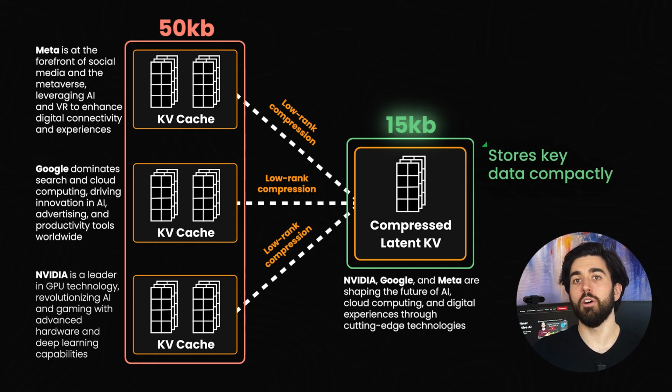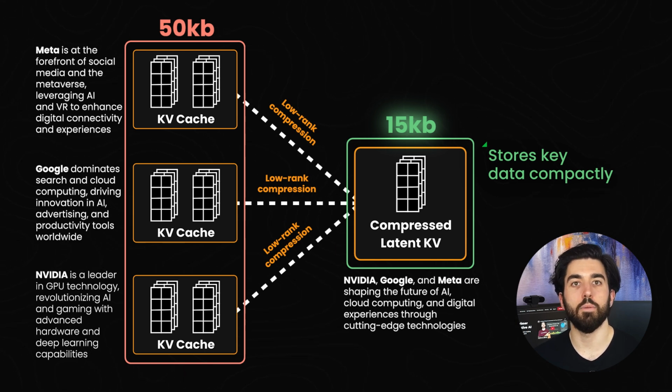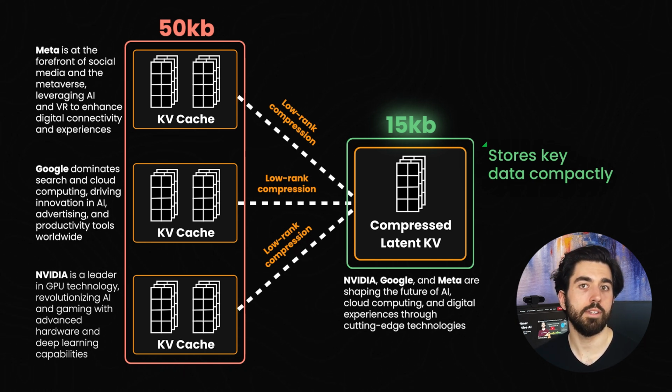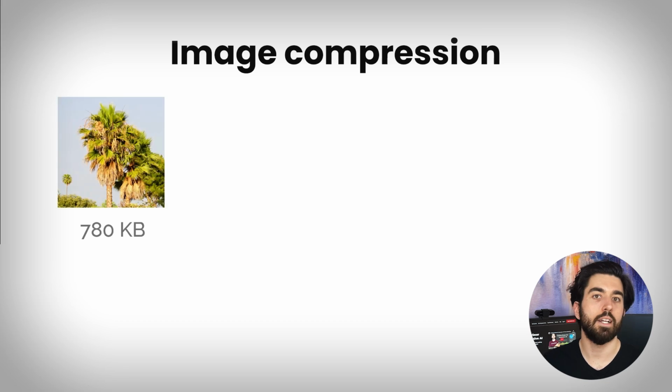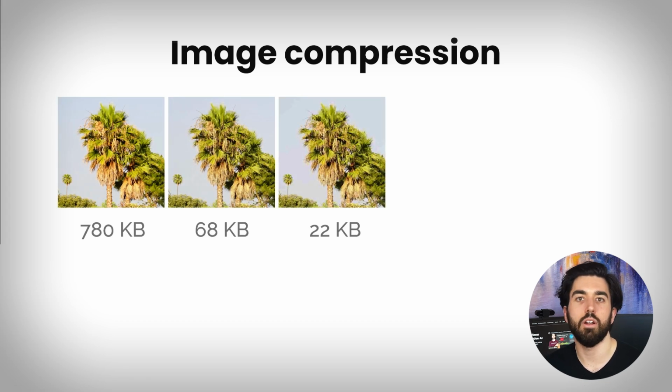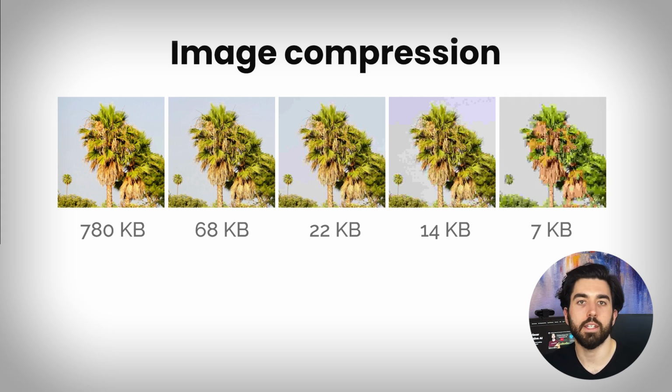Instead of keeping a full resolution memory of every key and value, MLA finds a more compact way to store the most important parts. This is similar to how image compression works. A high-quality photo takes up a lot of space, but you can compress it into a lower resolution while still preserving most of its details. However, just like with images, there's always a trade-off. The more we compress, the more details we risk losing. This is a crucial limitation to keep in mind.